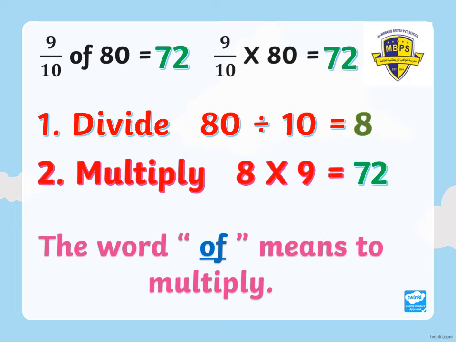Now let's go to step 2. Now what is step 2? You need to multiply the answer with the numerator. Now we got the answer 8. And what is the numerator in the fraction? Very good. The numerator is 9. So what is 9 times 8 or 8 times 9? Is equal to 72. So the answer for this question, 9/10 of 80 is equal to 72. Students, please, you need to revise the timetables every day. Don't forget.